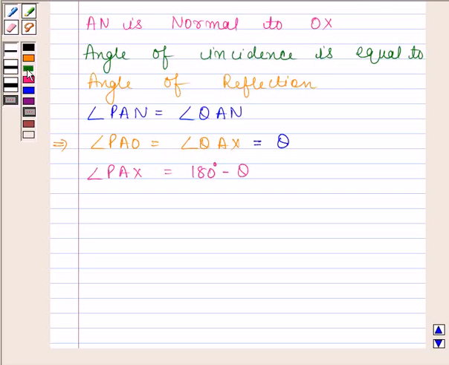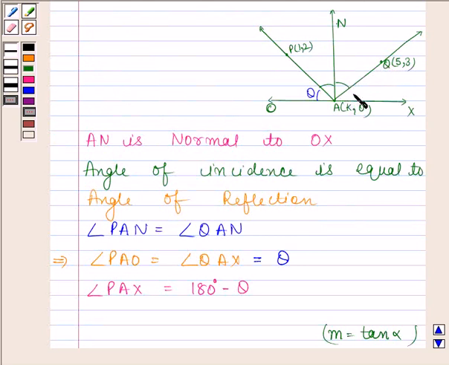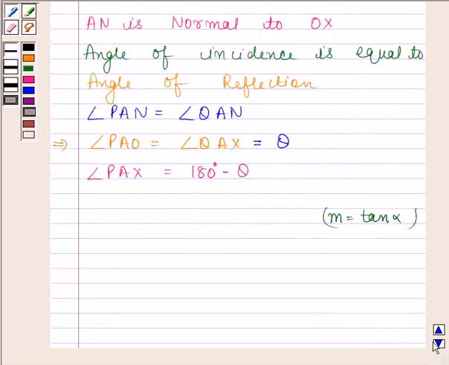We know that slope of a line is given by m is equal to tan alpha, where alpha is the angle made by the line with the positive direction of x-axis. Now line AQ makes angle theta with x-axis, so slope of line AQ is equal to tan theta.